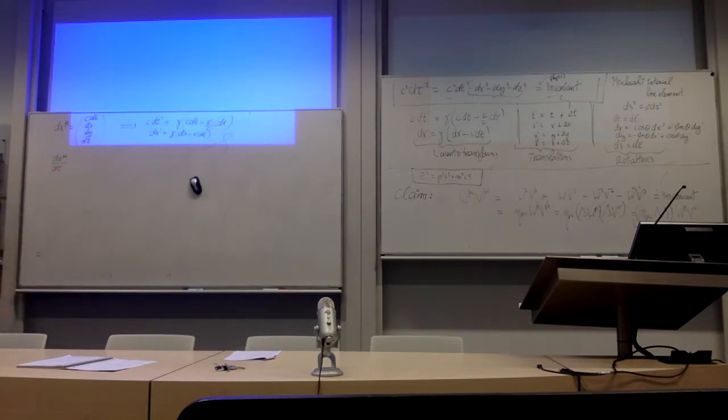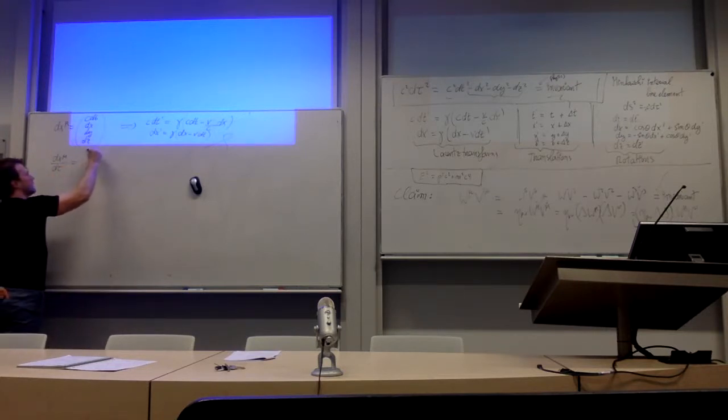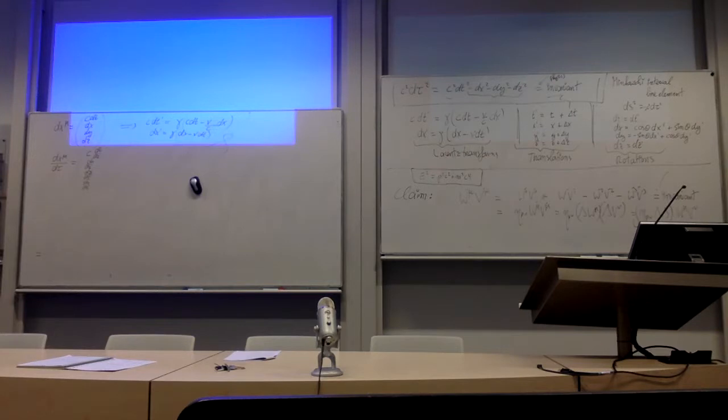How about this one? Let me write down what I mean by this. It's exactly the thing that we had before, but now everything is divided by d tau. Question, is this a 4-vector? I've taken this one, and I've divided every component by d tau. Is that a 4-vector?